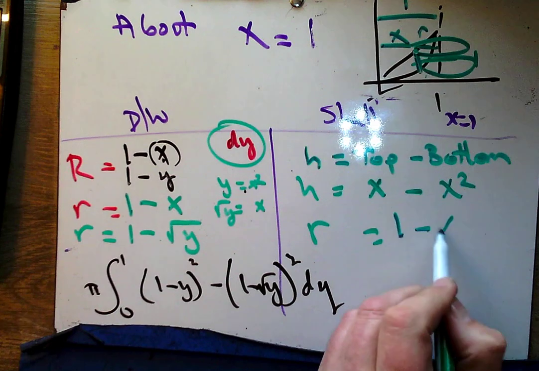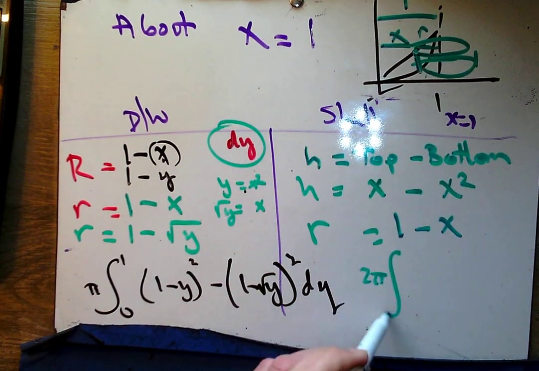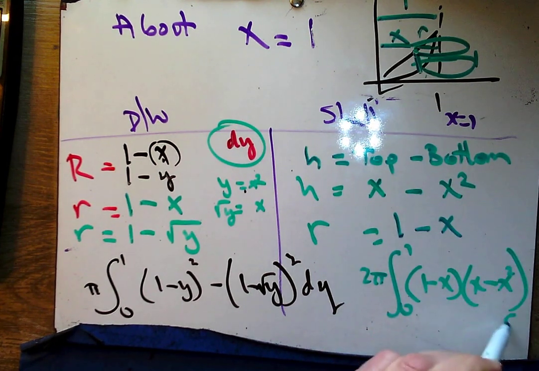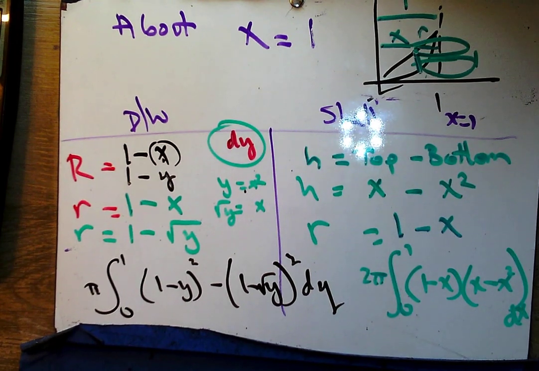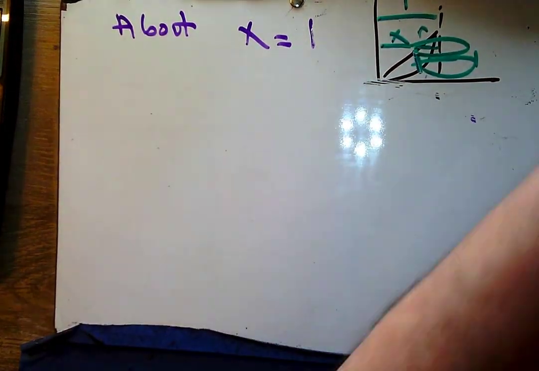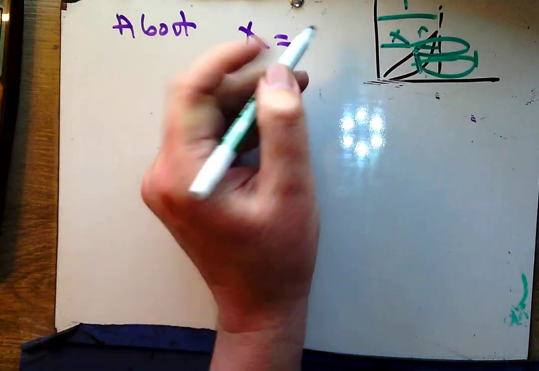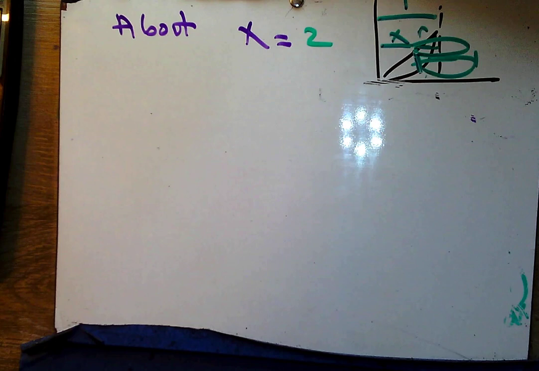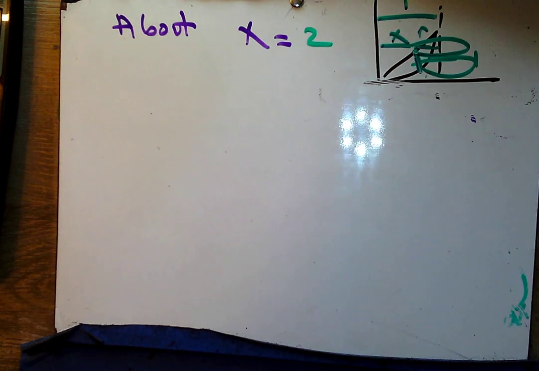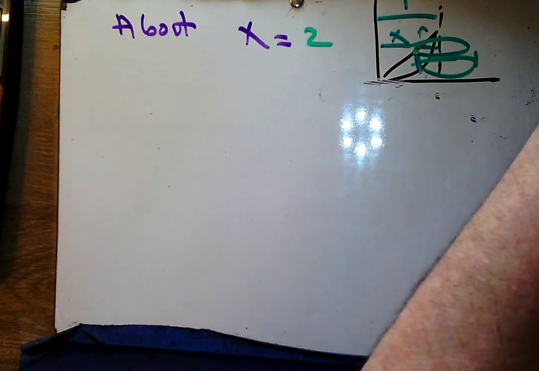So little r is 1 minus x. So this is going to be 2 pi, 0 to 1, (1 minus x)(x minus x squared) dx. All right. I think this is easier than that one. I know you don't. Maybe you do, but really, oh God. What about, instead of about x equals 1, we do x equals 2. Why don't you pause the video and try both of those? Oh, and then we'll rotate around some negative numbers before we end for the day. Okay.